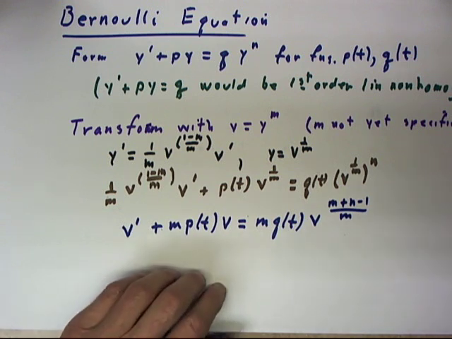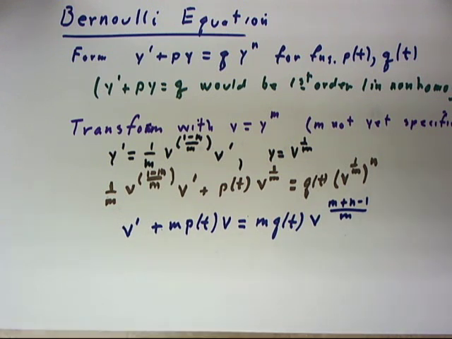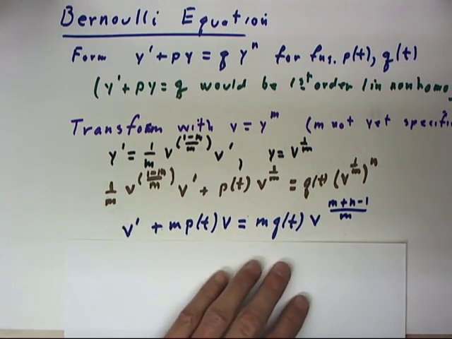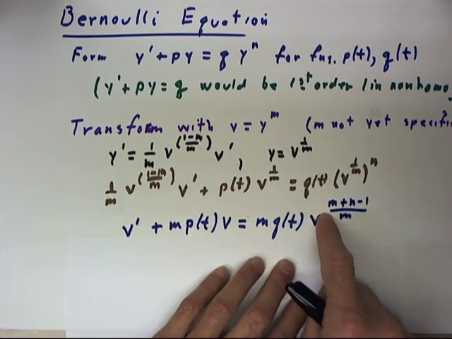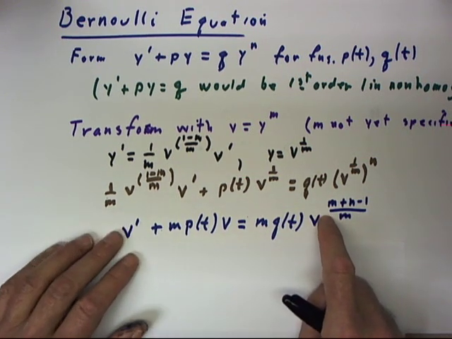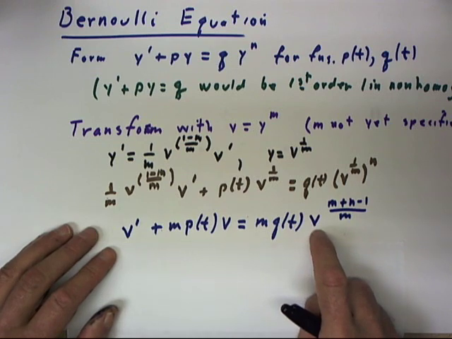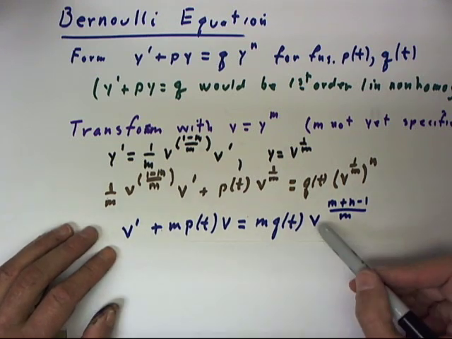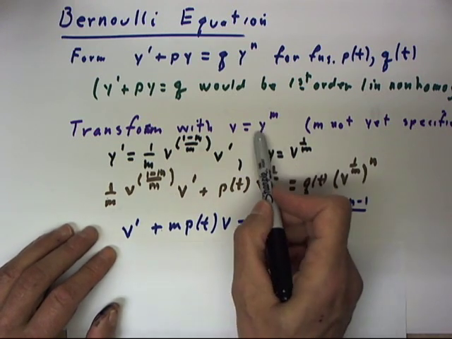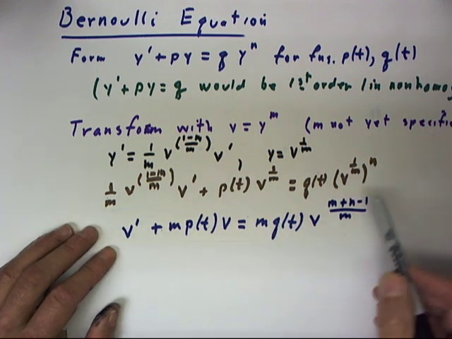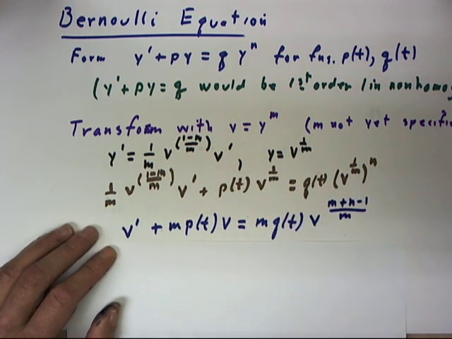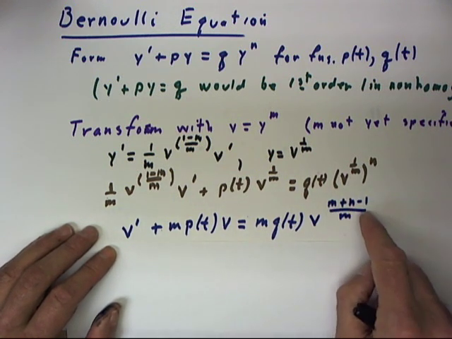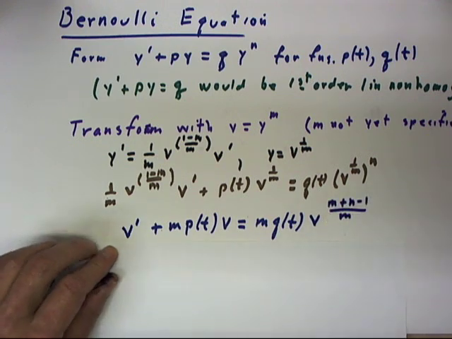Well, wouldn't it be nice if this thing would just go away? And is there a way we can make it go away? Well, yeah, we can make this go away. Remember that m was not yet specified. m can take any value, including the value that makes this exponent 0.